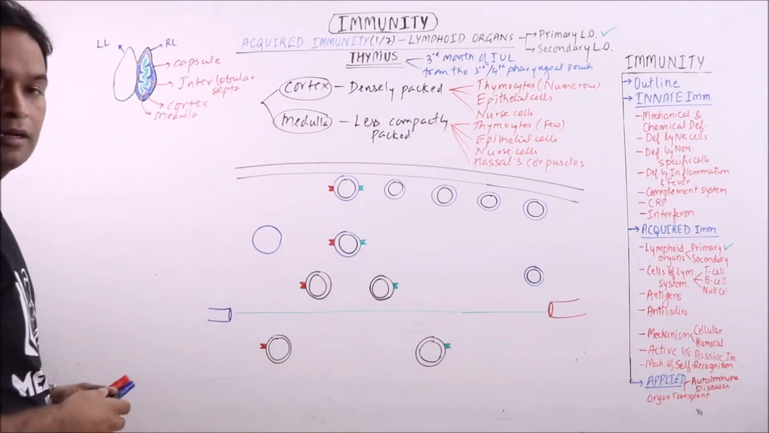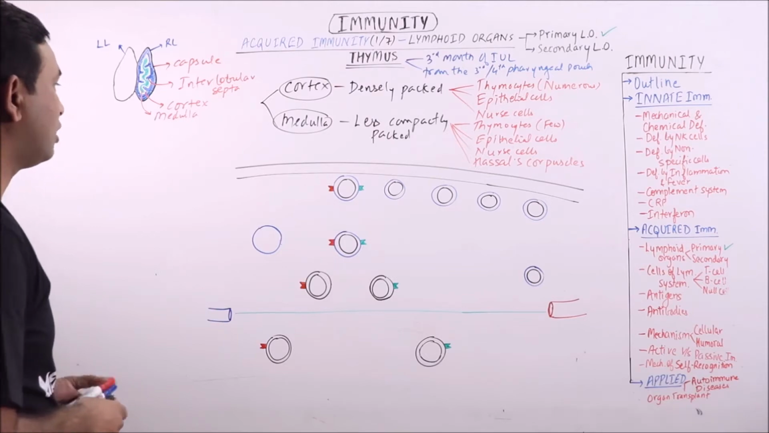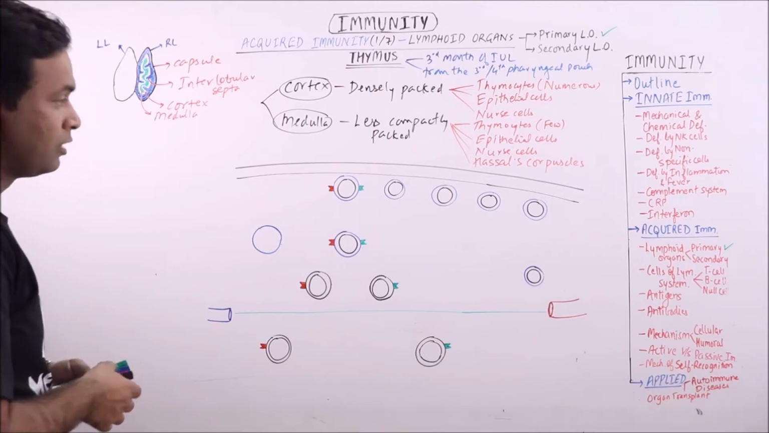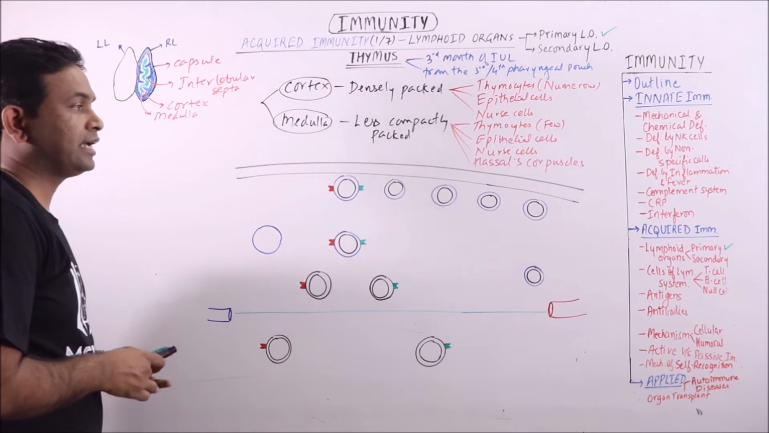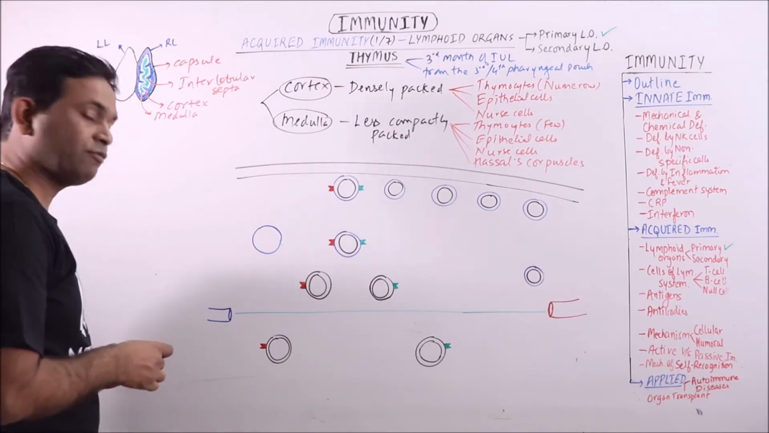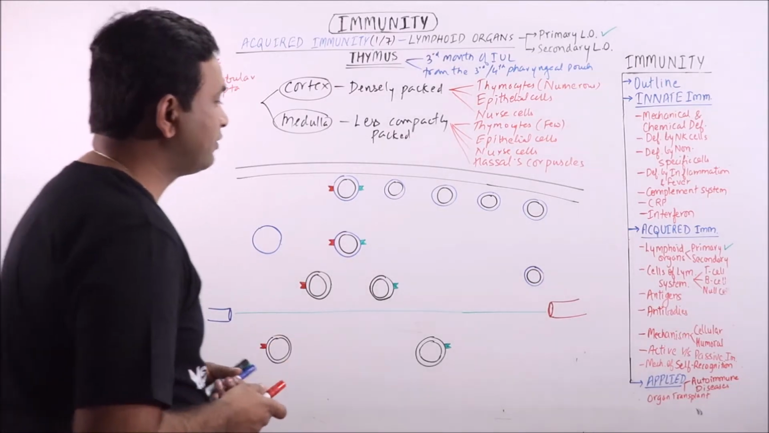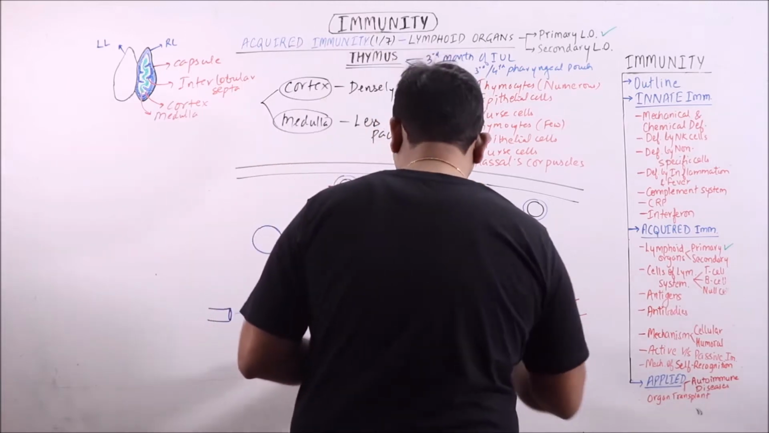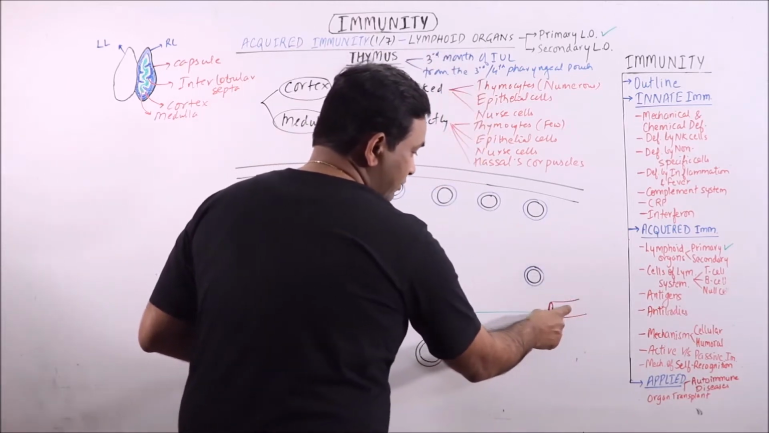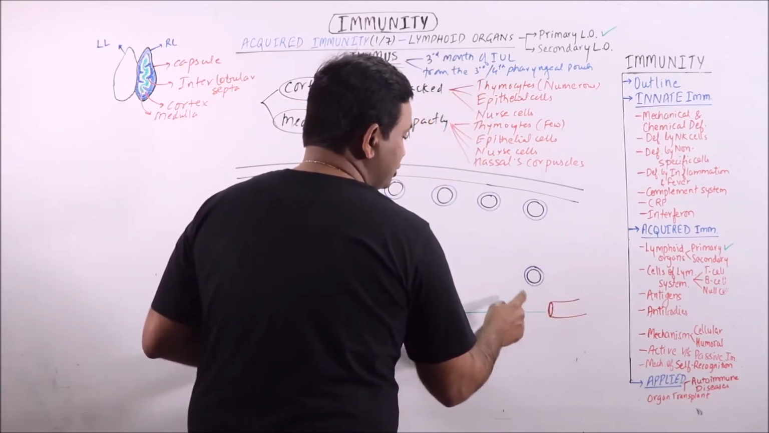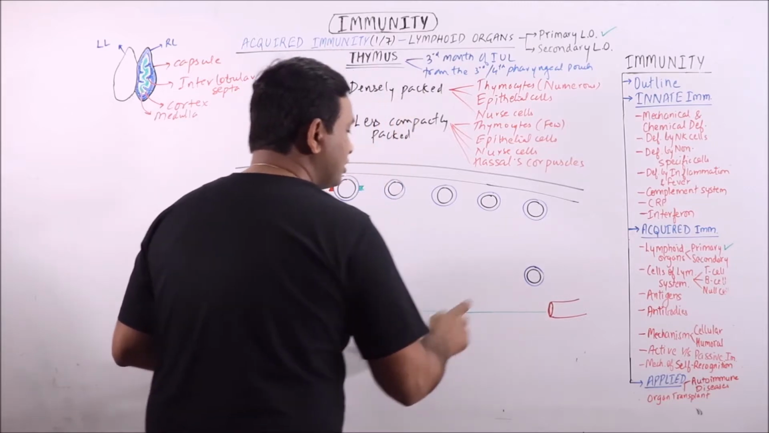Now, what is the process of development of T cells? We have discussed in the previous lecture that pre-T cells were formed in the bone marrow. Now, they will migrate to the thymus by the blood vessels located at the junction of medulla and cortex.